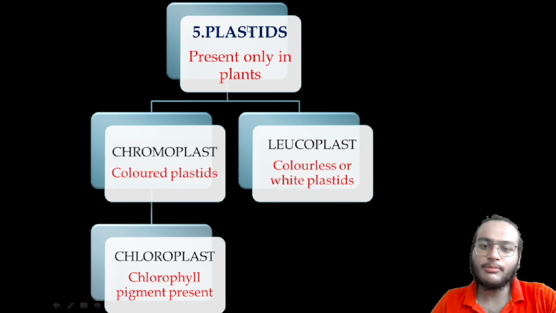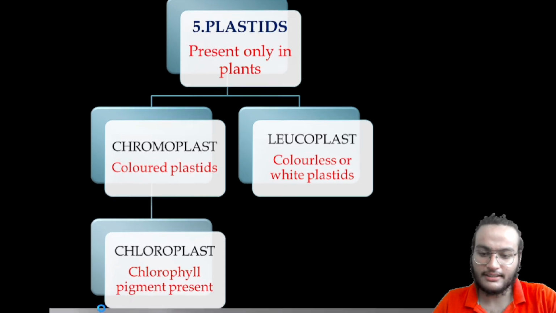नेक्स्ट ऑर्गेनेल वी विल बी टॉकिंग अबाउट इज प्लास्टिड. दिस प्लास्टिड इज ओनली प्रेजेंट इन प्लांट्स एंड प्लास्टिड इज डिवाइडेड इनटू टू, क्रोमोप्लास्ट एंड ल्यूकोप्लास्ट. क्रोमोप्लास्ट इज द कलर्ड प्लास्टिड जिनमें पिगमेंट होगी एंड ल्यूकोप्लास्ट इज द कलरलेस और व्हाइट प्लास्टिड. जिस क्रोमोप्लास्ट में क्लोरोफिल पिगमेंट प्रेजेंट होगी उसको हम क्लोरोप्लास्ट कहते हैं.